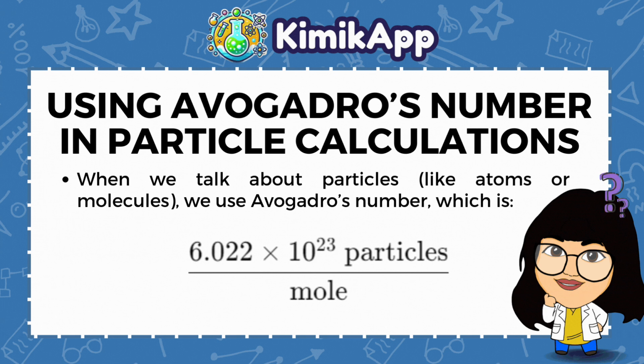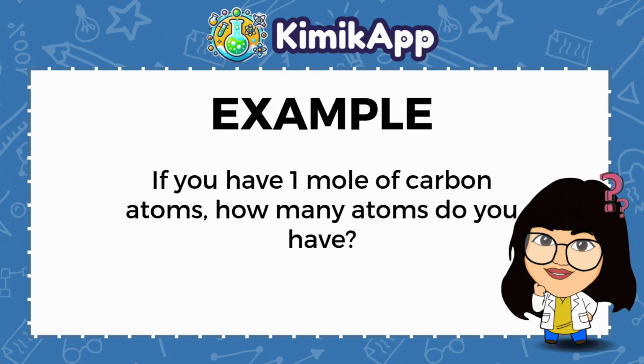Now, when we talk about particles like atoms or molecules, we use Avogadro's number, which is 6.022 times 10 raised to the 23rd particles per mole. This number allows us to convert between the number of particles and the number of moles. For example, if you have 1 mole of carbon atoms, how many atoms do you have?